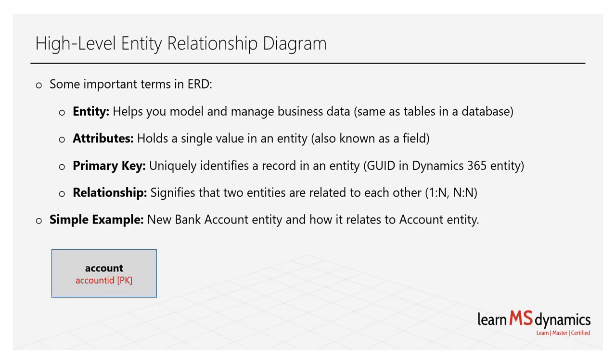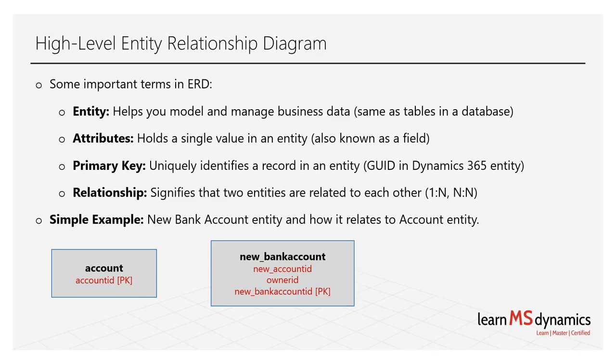Here we have the account entity, and in this, account ID is the primary key. Then the new entity that we have created is called new_bank account. In this, the primary key is new bank account ID, which uniquely identifies a record, and it also has an owner ID. It means who is the owner of this particular record, whatever records you create in bank account. It also has a relationship field of new account ID. So you have a one-to-N relationship between account and bank account. It means that an account can have many bank accounts, right? It means a customer can have many bank accounts, and you can store that in Dynamics 365.